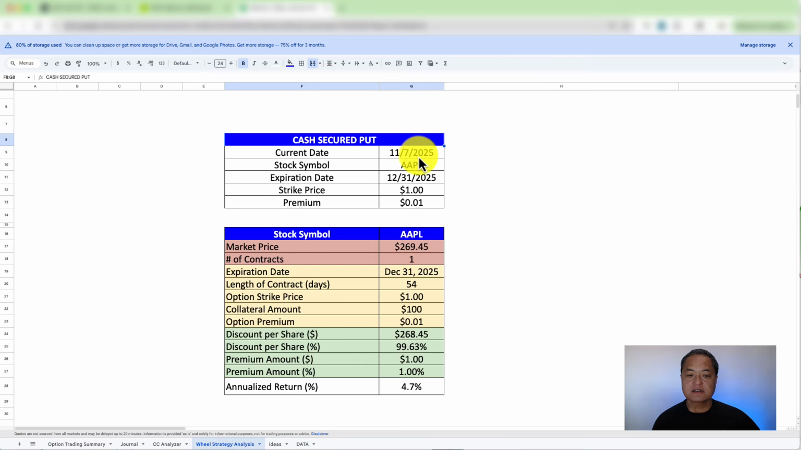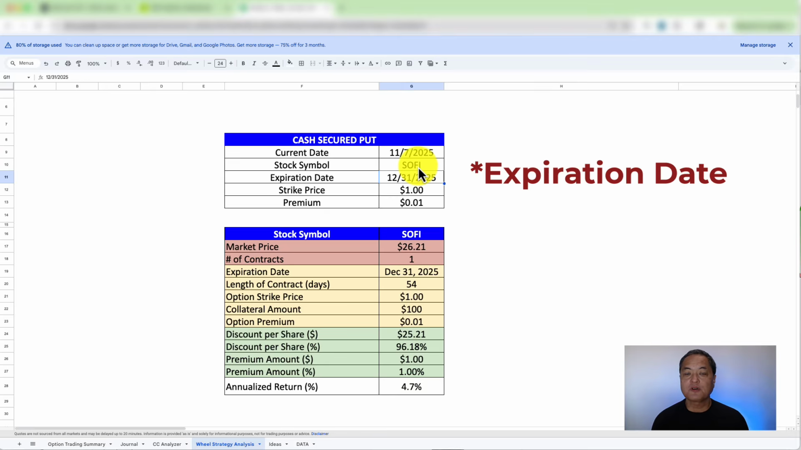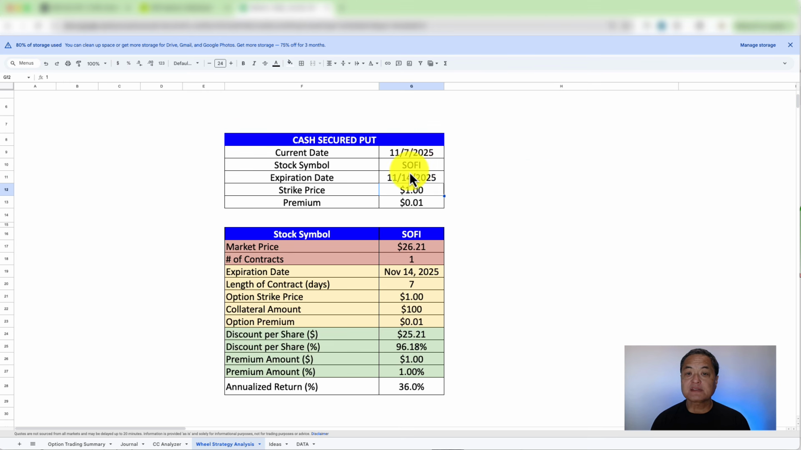So here's my analyzer. Today's November the 7th. We're looking for stock symbol SOFI and an expiration date of November the 14th, 2025. So 7 days out. Now with a strike price of $24.50, it's currently paying a premium of roughly 42 cents per share. So if we walk through this trade, we can see that with the market price of $26.21, I'd be looking to sell one option contract, which would obligate me to buy 100 shares if this option gets exercised. And with the expiration date of November the 14th, that makes the length of this contract 7 days.